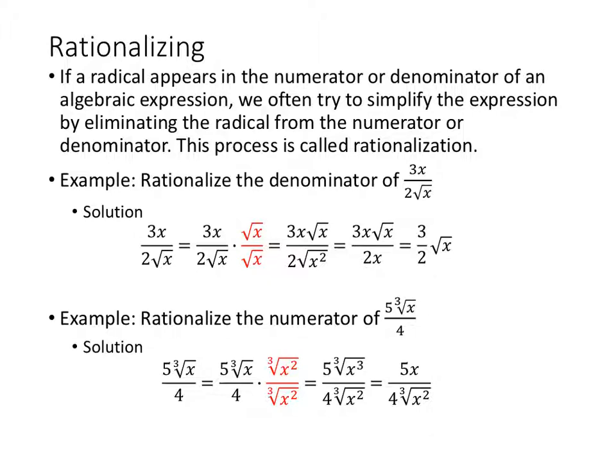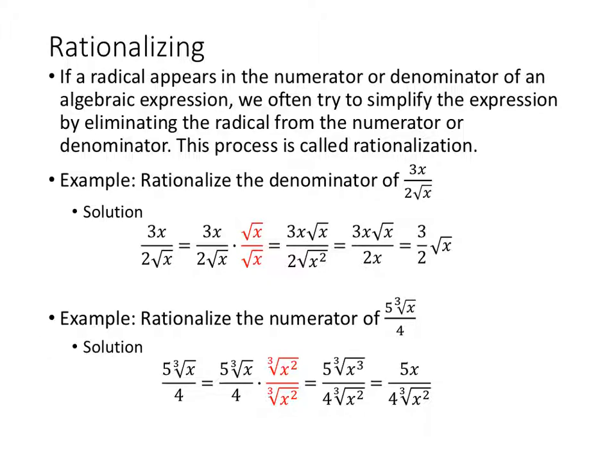Rationalizing is going to be a big part of calculus. Rationalizing is a fancy term for remove the radical from. So if a radical appears in the numerator or denominator of an algebraic expression, we often try to simplify the expression by eliminating the radical from the numerator or the denominator. In general, it's nearly impossible to completely remove the radical without changing the expression itself. So we'll either rationalize the denominator or we'll rationalize the numerator. We will never necessarily rationalize an expression.